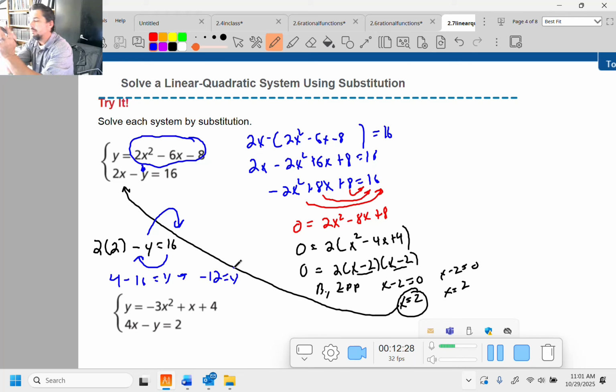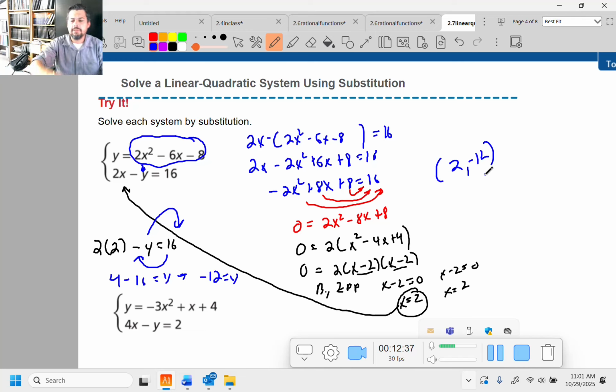And again, ordered pairs are nice. So your solution to this system happens at 2, negative 12. Again, I'm just going to do the one try. I don't want to bore too much of your life with these things. It's the same thing. It's rinse and repeat.